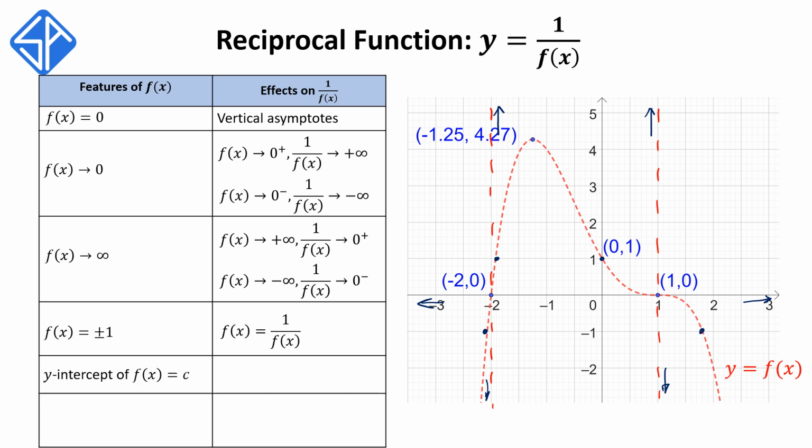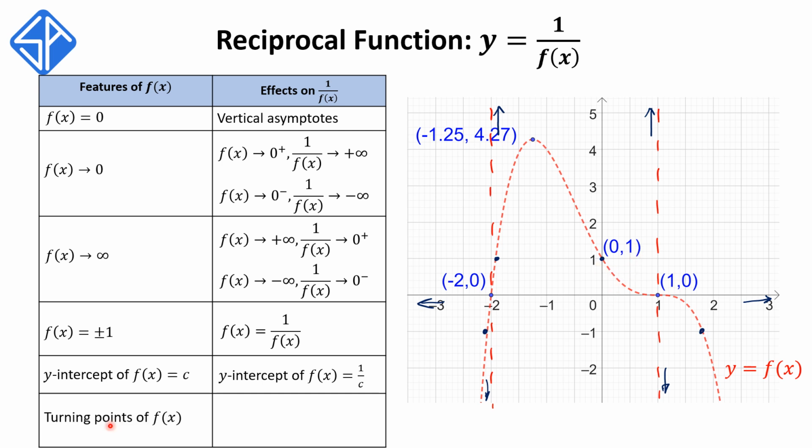And now let's consider the y-intercept of f of x. If the y-intercept of f of x is equal to c, the reciprocal function will have the y-intercept of 1 over c. Now for this one, our y-intercept is 1. So the reciprocal function also has the same y-intercept of 1, because 1 divided by 1 is also 1.